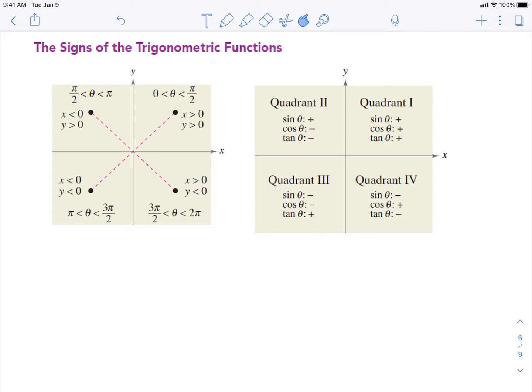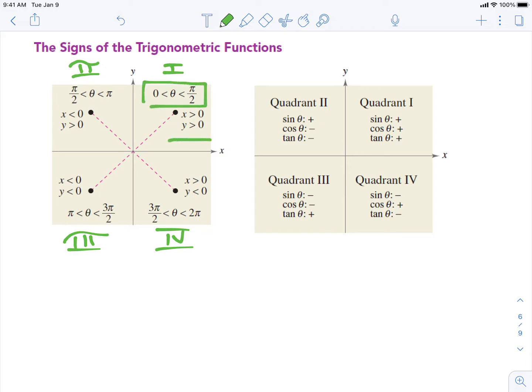All right, we're going to work on the trigonometric functions, and on this first slide it shows the four quadrants. Here's quadrant 1, quadrant 2, quadrant 3, and quadrant 4. Notice that the ordered pairs in the first quadrant, so from 0 to pi over 2, have a positive x and a positive y. The second quadrant, the angles in radian measure fall between pi over 2 and pi.